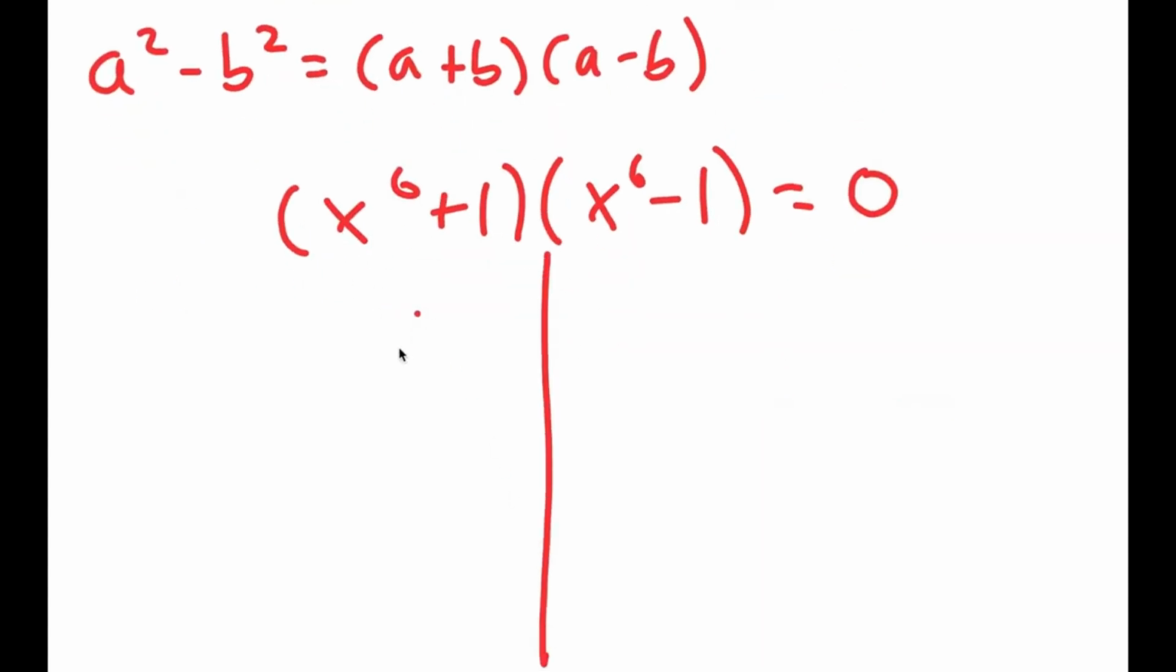So this gives me two equations. I get x to the power of 6 plus 1 equals 0, and x to the power of 6 minus 1 equals 0.